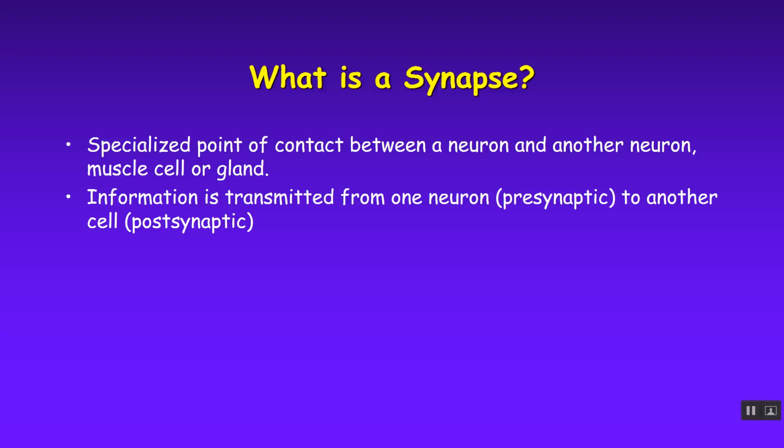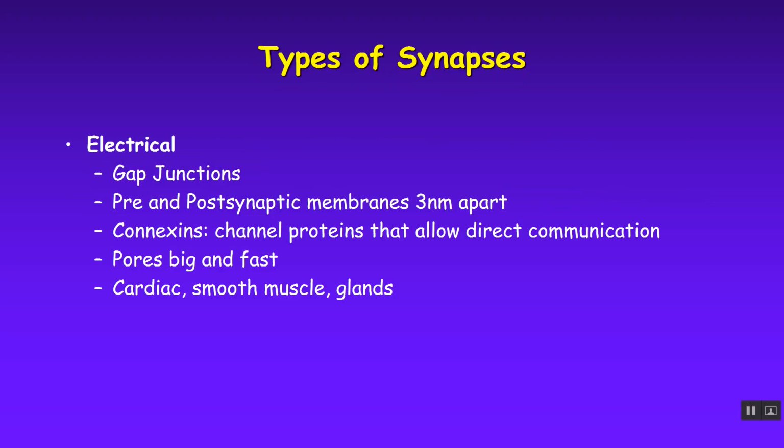Information is transmitted from one neuron to another postsynaptic neuron or cell. Types of synapses. So we're going to start with the least common type of synapse. It's called an electrical synapse. Okay, these are through these little pores called gap junctions.